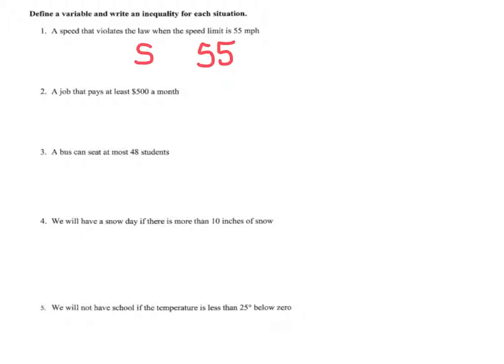So which numbers would mean you get a speeding ticket? If the speed limit is 55, a speed that violates the law would be anything over 55. And so your speed would have to be greater than 55 in order for you to get that ticket. I think you can actually go 55. You always should do that mental check of whether or not you need an equal sign there, and I don't think you do. You would not get a speeding ticket if you were going 55, but if you were going over, you would.